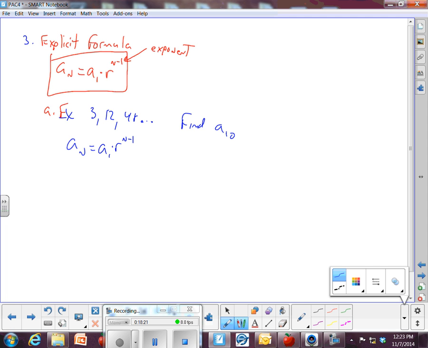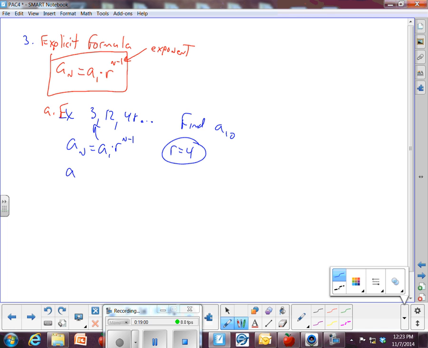When you write it, you say to yourself, I need to know two things. I need to know a sub 1. Do we know a sub 1? What is it? 3, because we know it's the first term. Now, it doesn't tell us r, but we can find r, right? So tell me the value of r. 12 divided by 3 is 4. So r is 4. So now we know that r is 4 and that a sub 1 is 3, and we're ready now to use the formula.